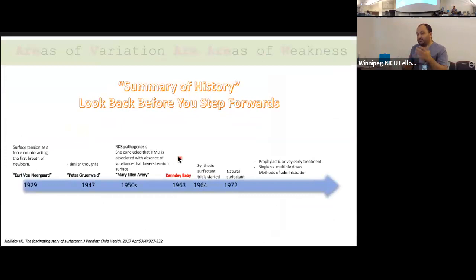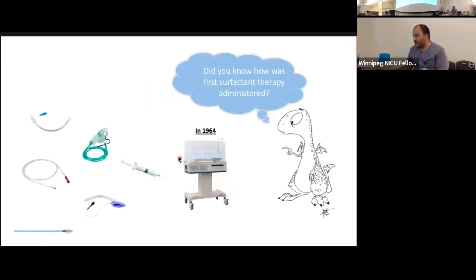Dr. Avery's work, we can say, started from the 1950s, but the point which changed the whole game was Kennedy's baby. I think everyone knows that President Kennedy lost his baby, who was born at, I think, 34 weeks with RDS and passed away after 3 days. Just the next year, they started all the work on synthetic surfactant. Then within the next decade, they started working on natural surfactant. Then the discussion was about when to give it and how to give it, single or multiple doses, all of this work and research.